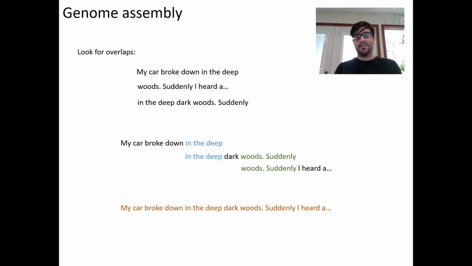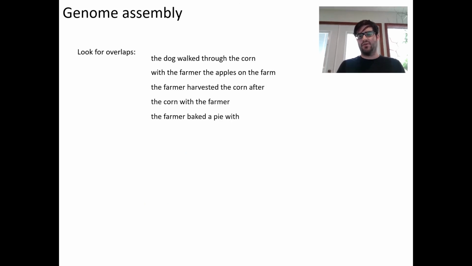Plant genomes especially, but genomes in general, are much more complicated than this. So what happens if we don't have a perfect match? Here we have an example of five sentence fragments, a story about a farmer and various things that farmer would do. We can take these five fragments and try to figure out the order in which they go. If we were to cut these out on paper and organize them, in the beginning we would have "the dog walked through the corn," and then a nice read where we can overlap the corn together, and then "the dog walked through the corn with the farmer."